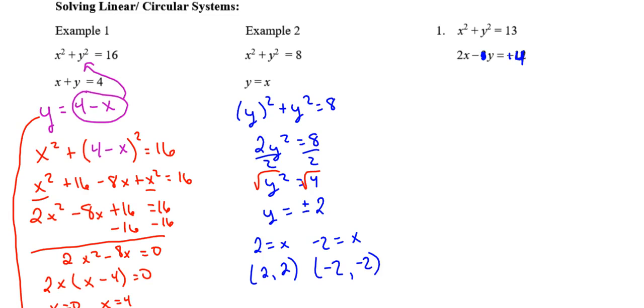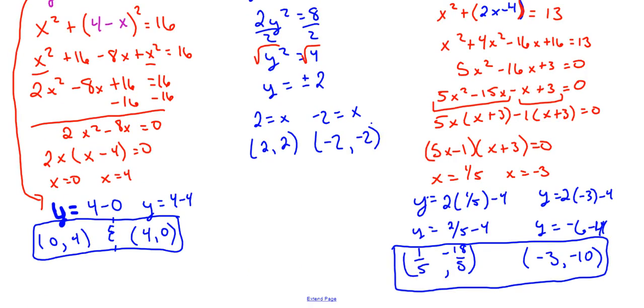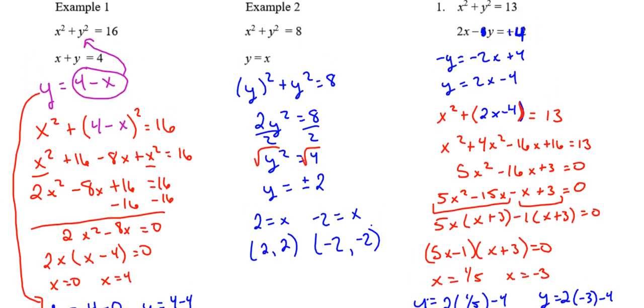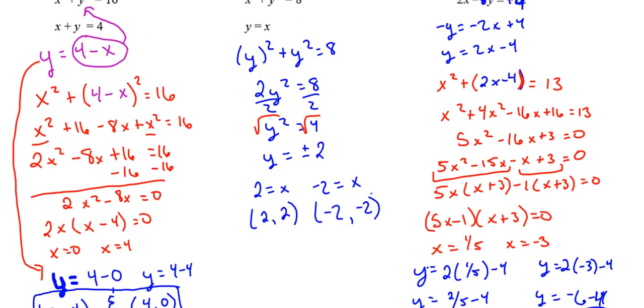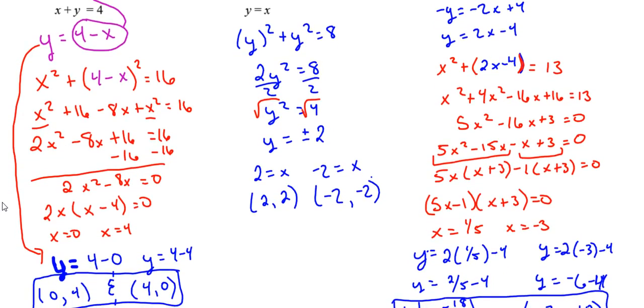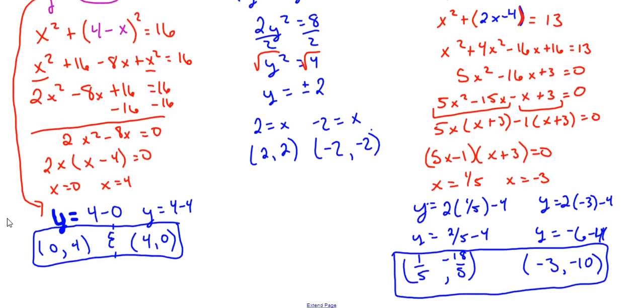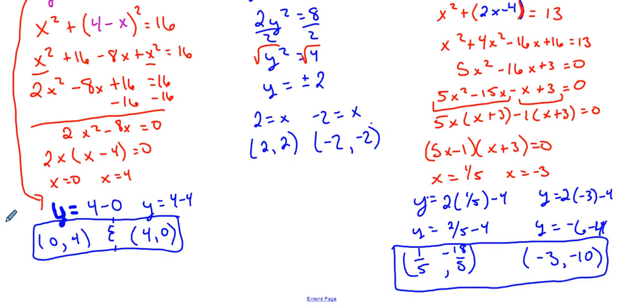Alright, so pause the video. Okay, so your solution to this should be (1/5, -18/5) and the point (-3, -10). So go ahead and look through the work that I did here if you didn't get those solutions, and see if you can find where you made a mistake or where I made a mistake if our answers aren't the same. Otherwise, you should be able to get those solutions with substitution.